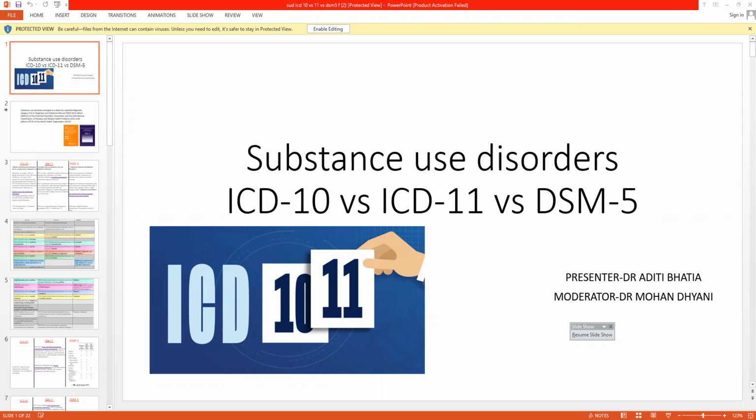DSM-5 also estimates the severity. The presence of 2 to 3 symptoms out of 11 is defined as mild, 4 to 5 symptoms as moderate, and 6 or more symptoms as severe. ICD-10 and ICD-11 have no exact counterpart to estimate severity.